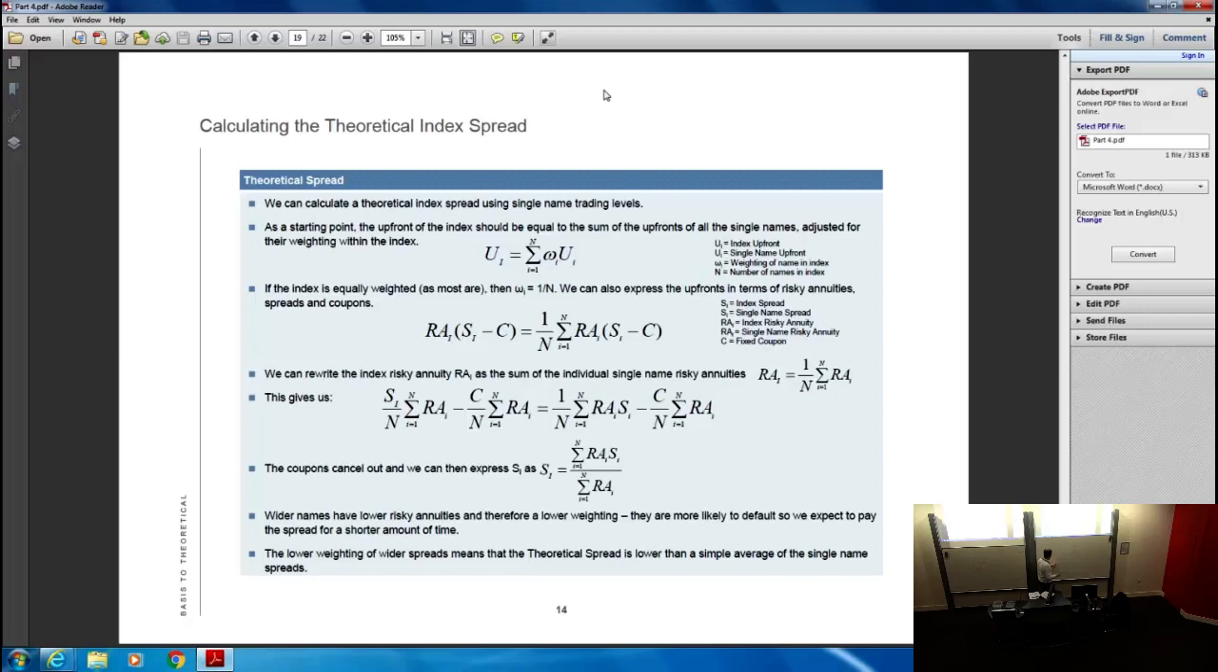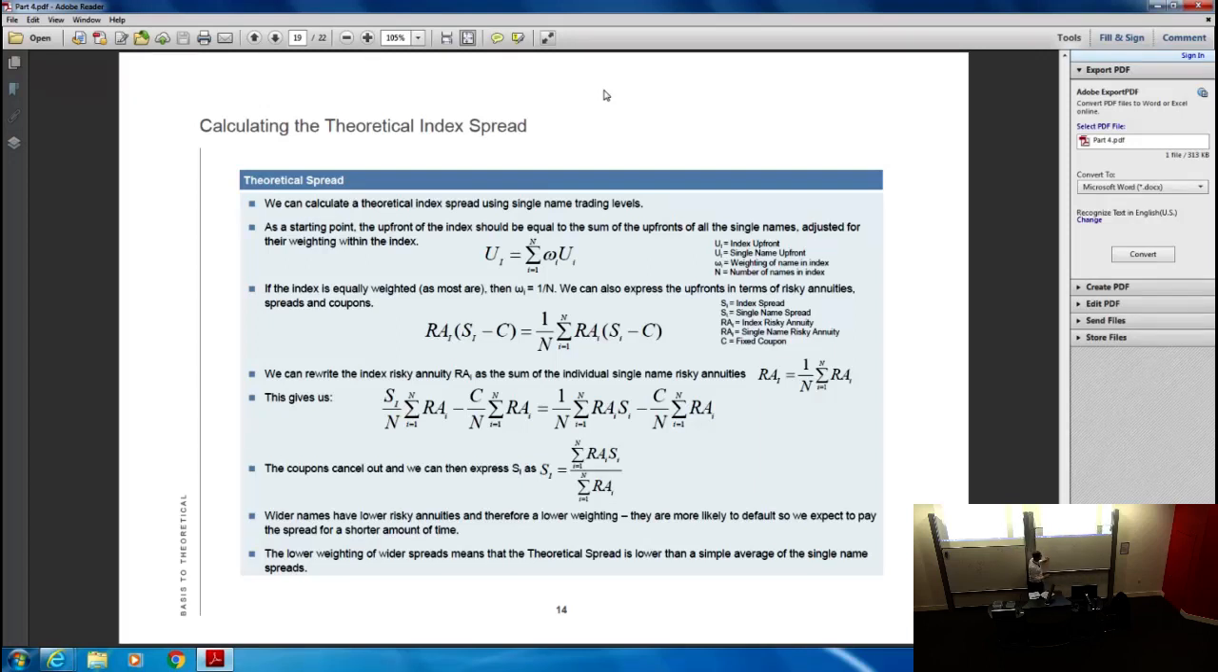So if we rewrite this, that's equal to the sum of (Si minus coupon) times risky annuity i, times 1 over n. Essentially, the upfront in this contract is the spread of the index minus the coupon of the index times the risky annuity. But because they're equally weighted, we've got S minus C times risky annuity, i.e. the upfront of each individual name. So this thing over here is equal to that over there, and we sum up over all of the individual names themselves.